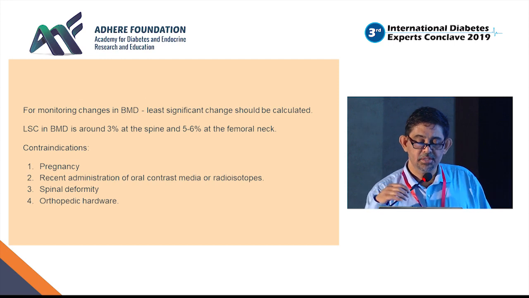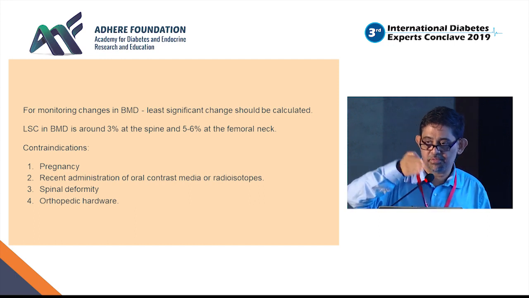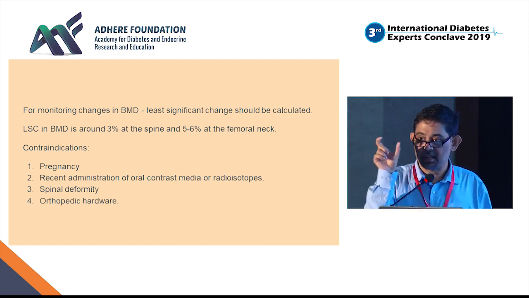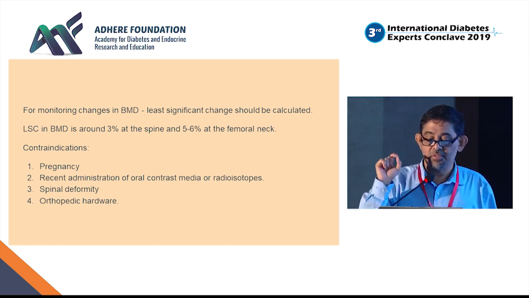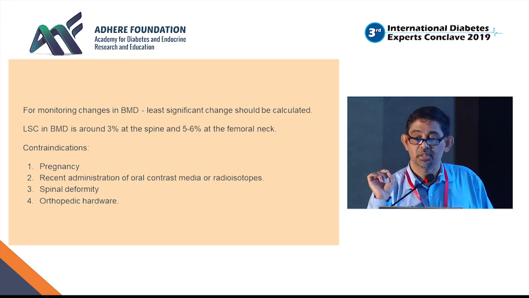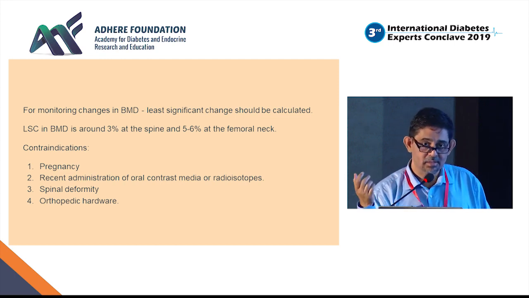For monitoring changes in BMD, remember that you need to have a test which actually can differentiate between the first test and the second test. And a machine can only give you a significant difference between two tests if you have a 3% change of BMD at the spine or 5 to 6% at the femoral neck. And this is the reason why you do not ask for repeat BMDs every 2 months.